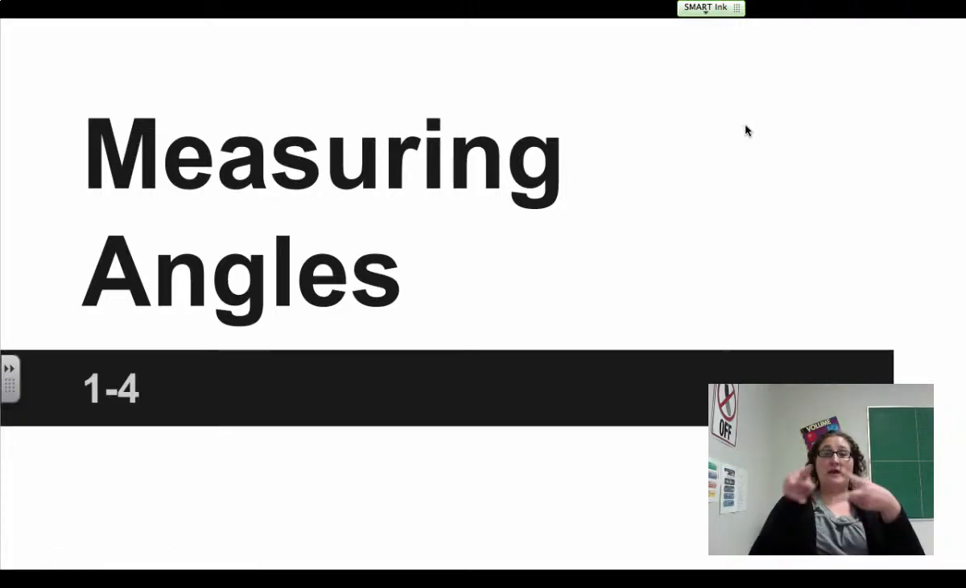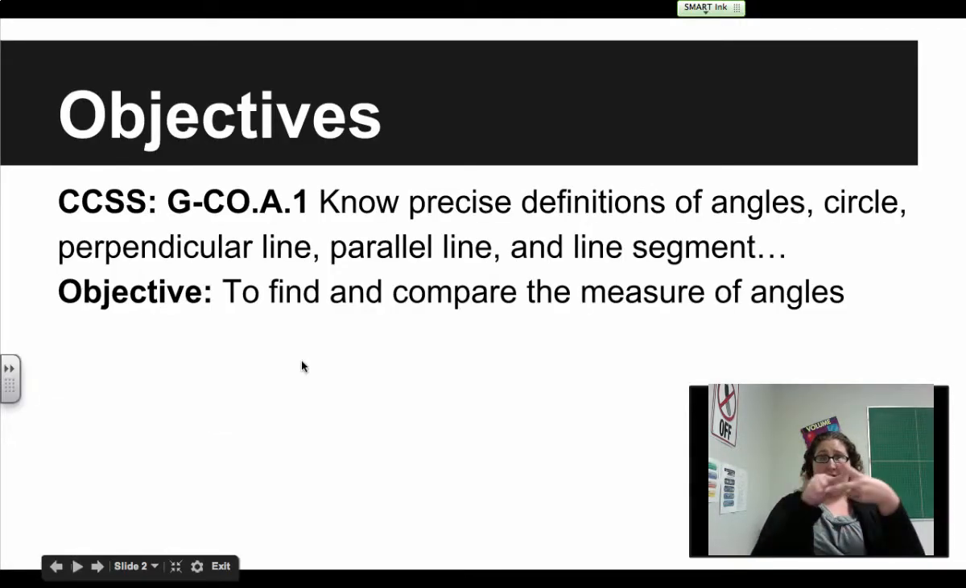Measuring angles. Objective: to find and compare the measure of angles.